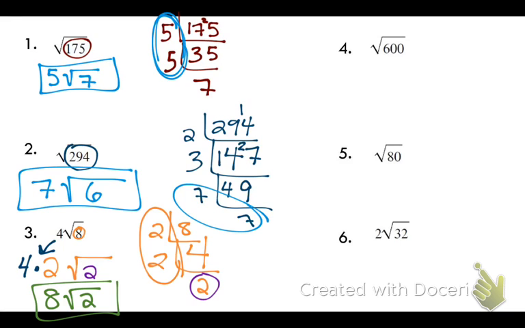Do we have any questions while we're doing this? Yes, sir. So we have 2 pairs, and then say you have 3 of the same number, take out 1 pair, and then the third would just stay under the radical.